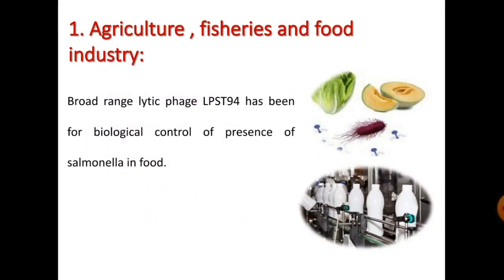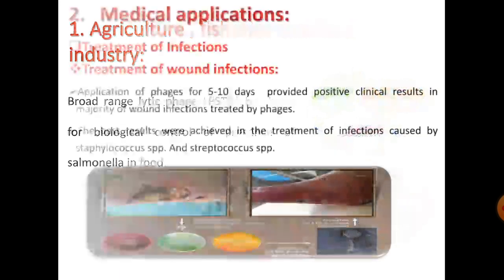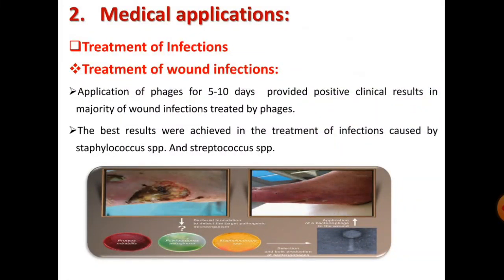First of all, in agriculture, fisheries, and the food industry, the broad-range lytic phage Salmonella typhimurium 94 has been used for biological control of the presence of Salmonella in food. Secondly, in medical applications, such as treatment of infections like wound infections and many other infections. In treatment of wound infections, application of phage for 5 to 10 days provided positive clinical results in the majority of wound infections treated by phages. The best results were achieved in treatment of infections caused by Staphylococcus species and Streptococcus species.